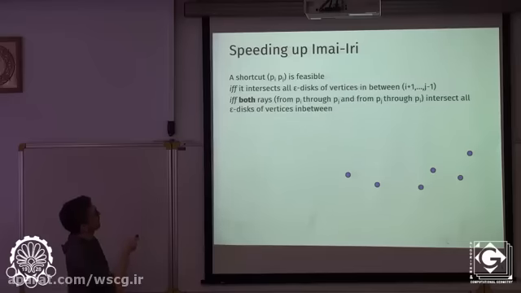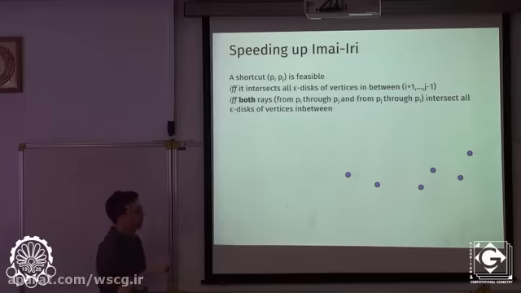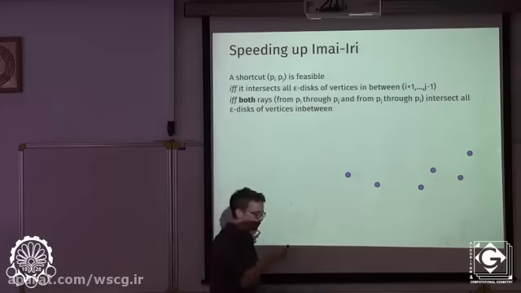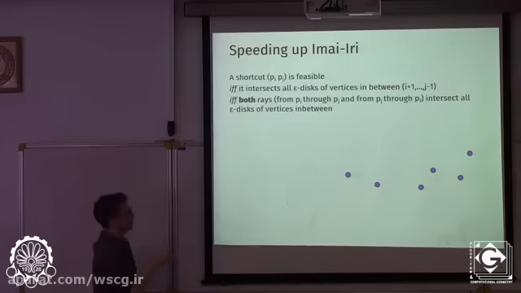And that means that we want to look at the way starting at pi and going to pj, and that should stab all the disks in between. And then I also have to go from pj to pi and see that the way in this direction stabs all of the disks in between. Okay, and why did I do this reformulation? Let's first see what this means in terms of the line segment.